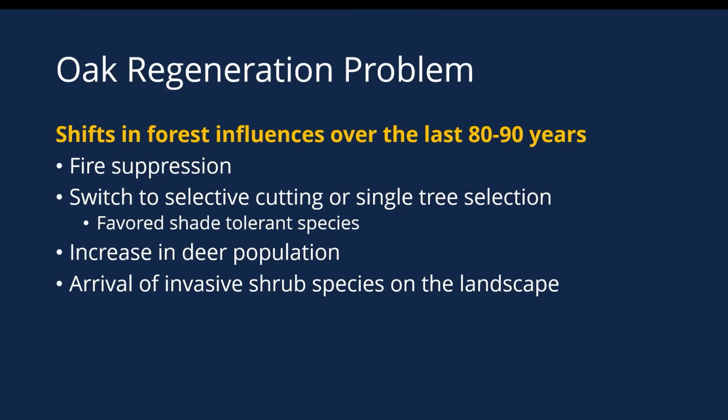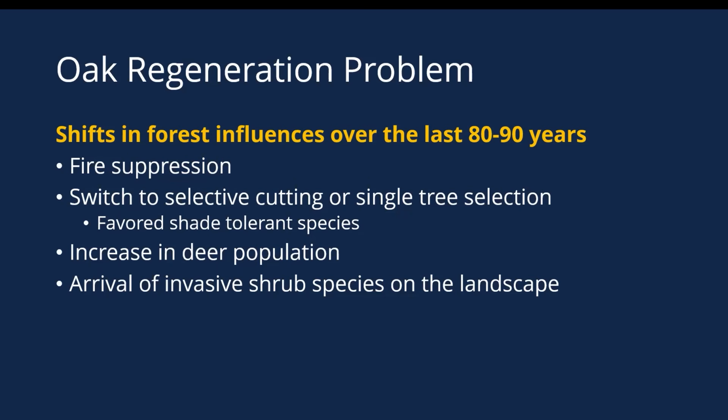Specifically, we went from burning a lot to not burning at all and actually active fire suppression. So we're putting fires out instead of starting them. There was a switch, largely driven by people wanting to maintain forest and the views and the aesthetics of forest, from heavier logging and clear cutting to more selective cutting or single tree, where you're retaining a forested canopy in there.